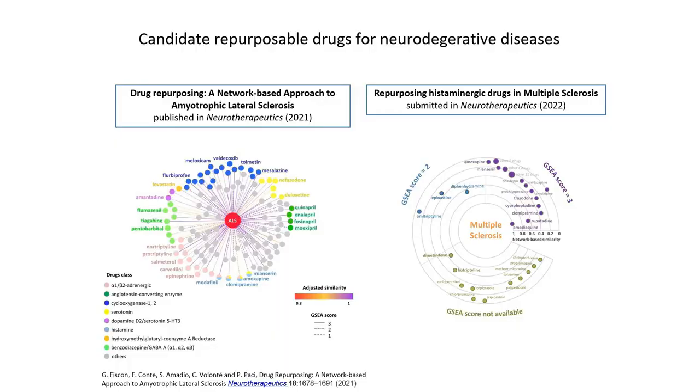In the last years, we also applied this software to study neurodegenerative diseases, in particular in collaboration with the Scienze Volonté of CNR and the Fondazione Santa Lucia. And even here, we found a really interesting compound for amyotrophic lateral sclerosis and multiple sclerosis regarding the histaminergic pathway that we published in Neurotherapeutics, and the other one is submitted for publication.